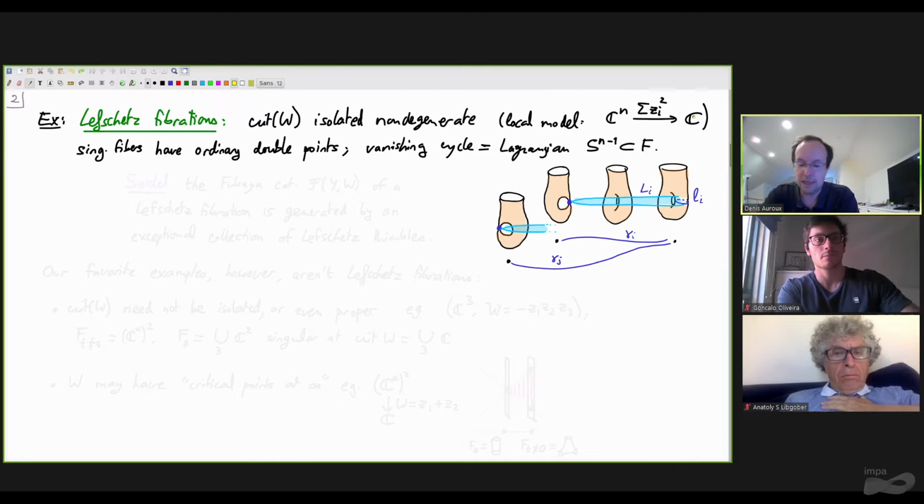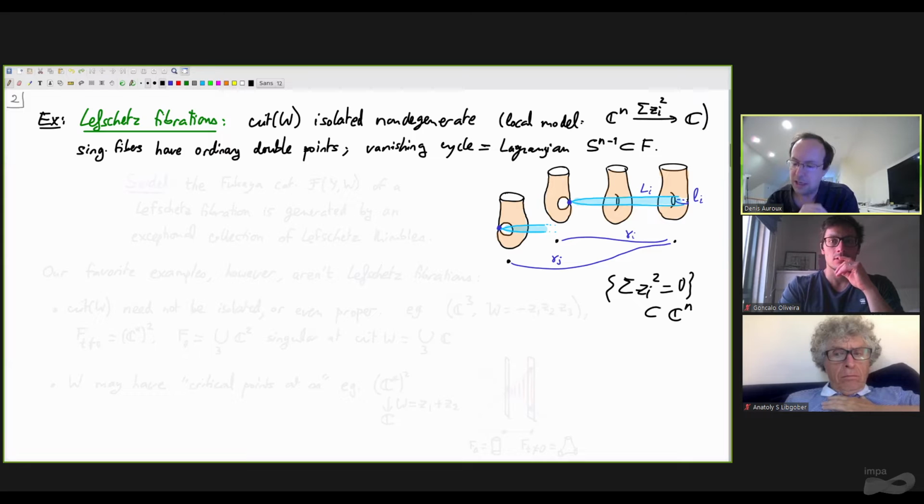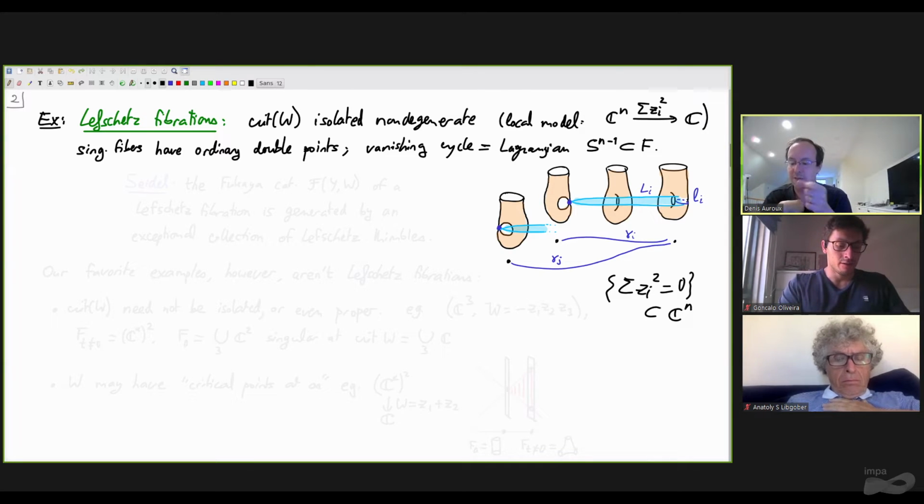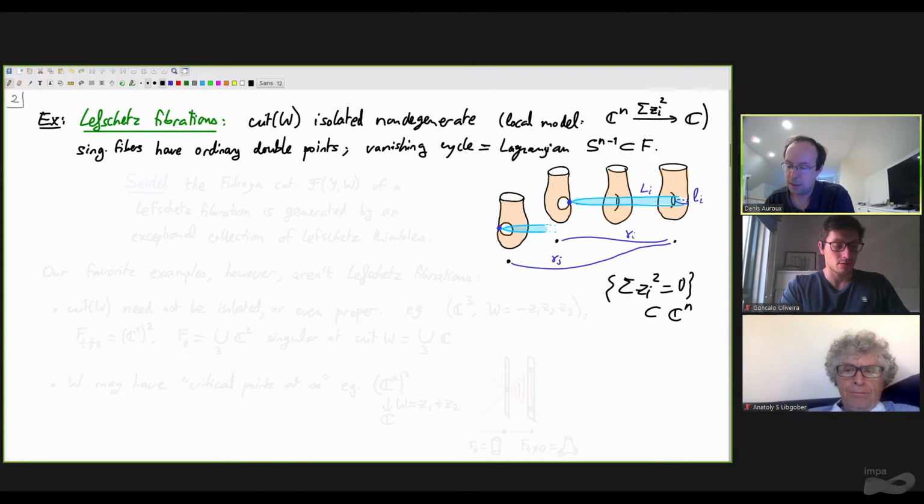So a quick calculation, just looking at what the equation sum of the z_i squared equals 0 in C^n looks like, tells us that the singular fibers have what's called ordinary double point singularities. So isolated critical points where, in fact, you can check that the singular fiber is obtained from the smooth one by collapsing a vanishing cycle, which is a Lagrangian sphere. And so you can obtain interesting Lagrangians in the total space of a Lefschetz fibration by parallel transporting the vanishing cycle over a path in the base, the so-called Lefschetz thimbles.